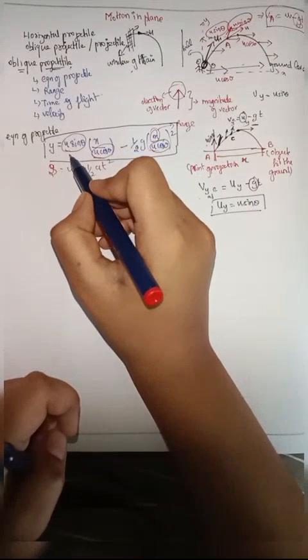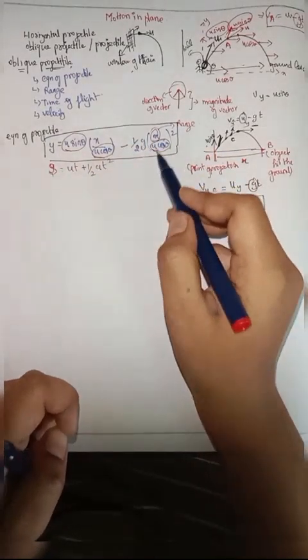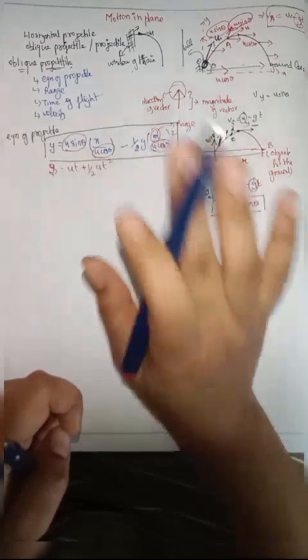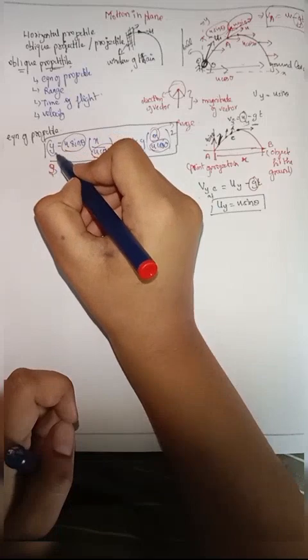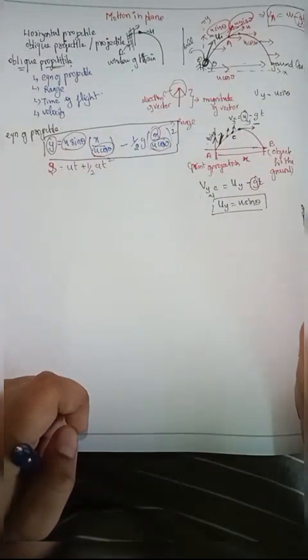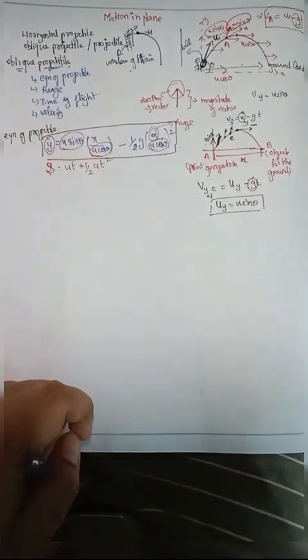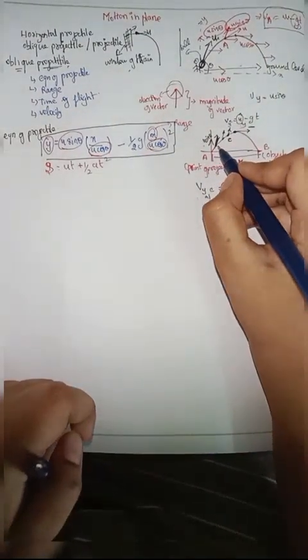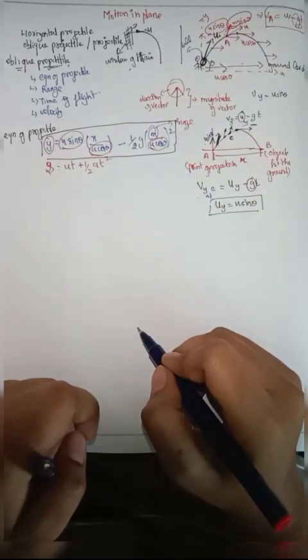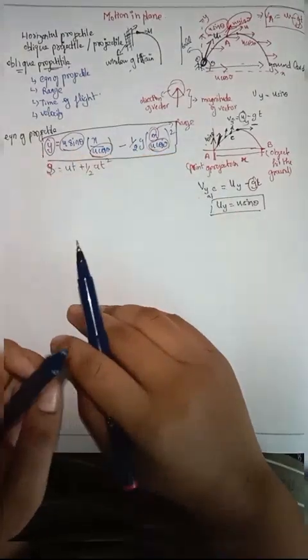y equal to u sin theta x divided by u cos theta minus 1 by 2 g x divided by u cos theta whole square. This is the equation of the projectile. But here we are representing it as y. We are considering the vertical displacement. If anybody asks what is the distance it will cover at this point, such a question may be asked, you have to say that this is the equation.